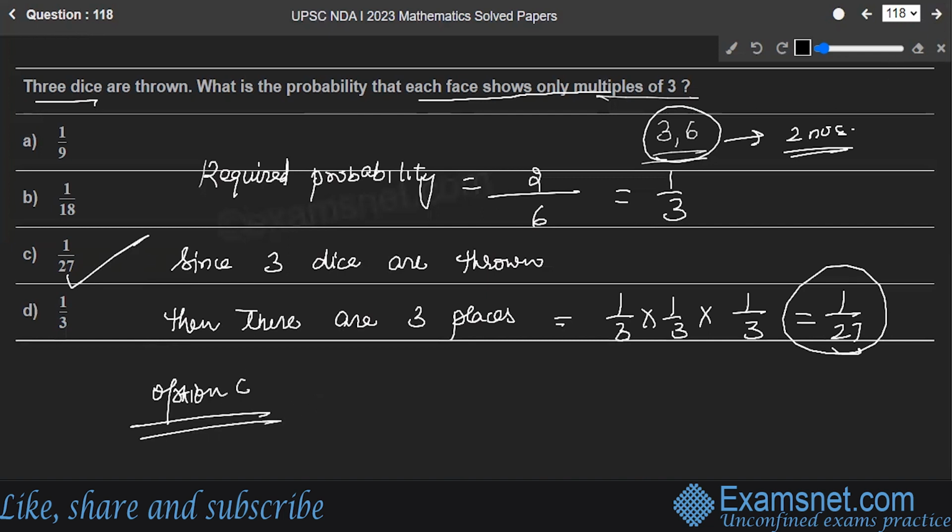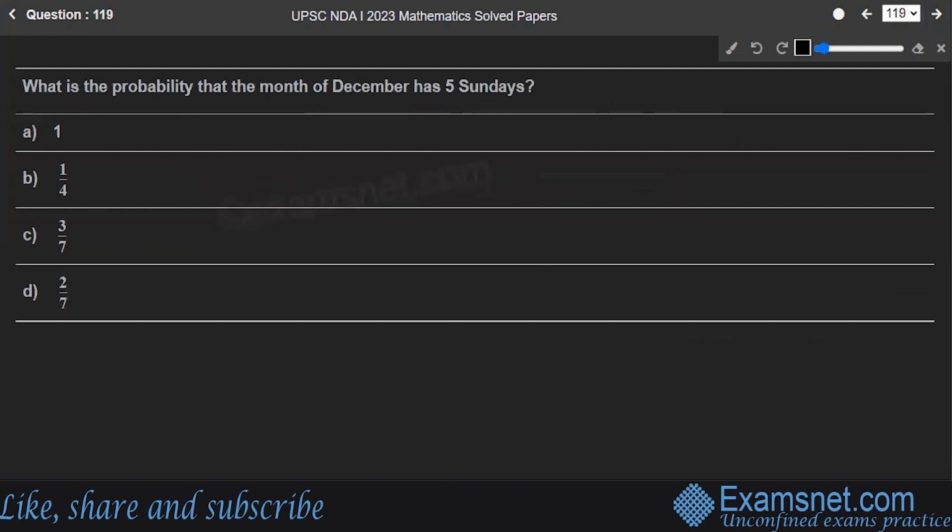Hope you got that. Next is question number 119. What is the probability that the month of December has 5 Sundays? This type of question is very common in many of the entrance exams, and important also. Let's start. You know, December has 31 days.